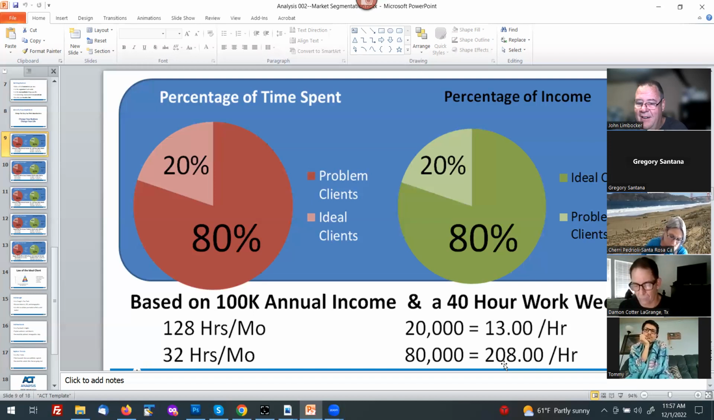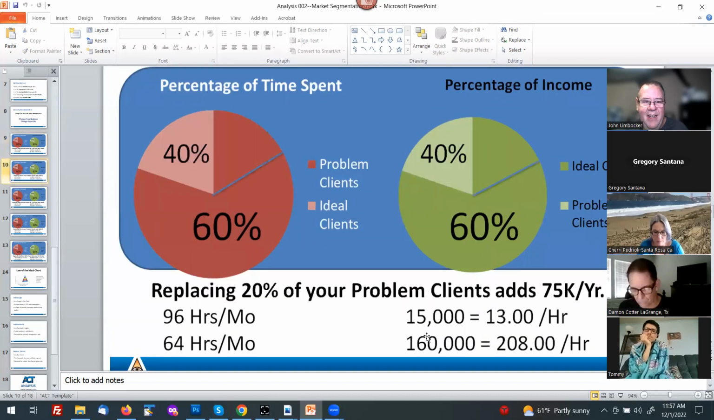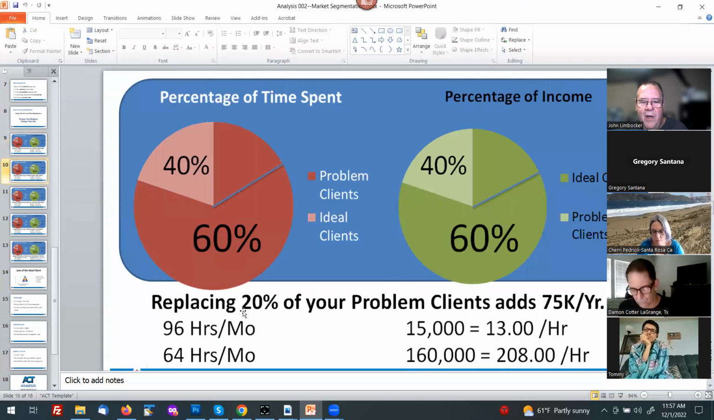Right? So again, this is $100,000 a year. You're getting $20,000 at $13 an hour, and you're getting $80,000 at $208 an hour. Which one sounds good? Right? So next slide. This is if you took 20% of those bad clients and you replaced them, and now you've got 40% of ideal customers, let's look at what that does.